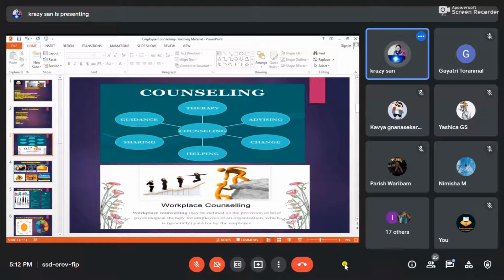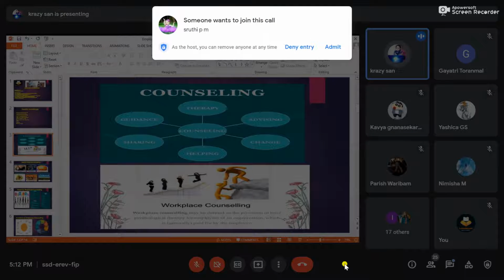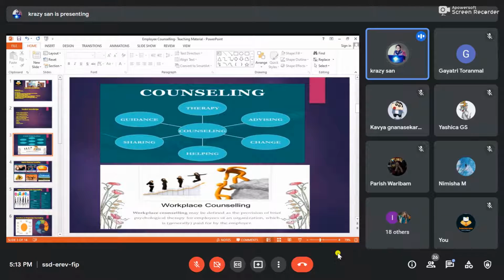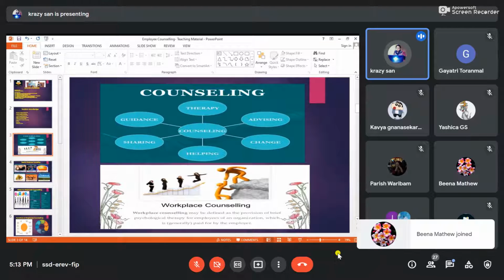But when it comes to employee counseling, it comes with all those factors, whether that is emotional factors, personal problems, or even a job-related problem. So what did you understand from this? Workplace counseling is very important, because if the mental health of an employee is imbalanced, it affects both the employees and the organization. At the end of the day, what matters is the organizational goal, along with employees' enhancement. So these are the basic concepts of counseling.